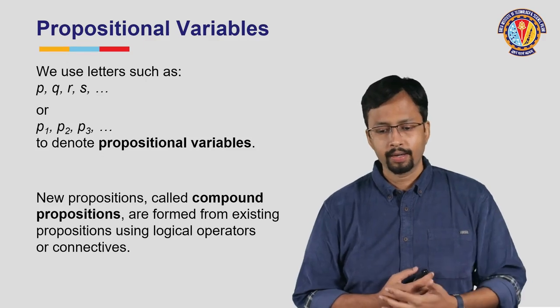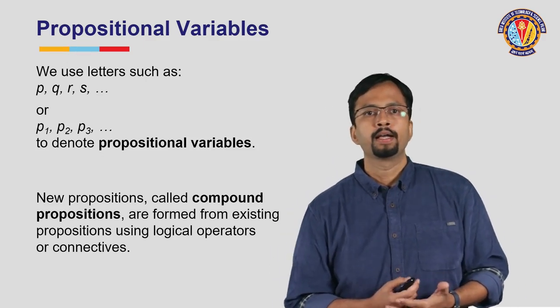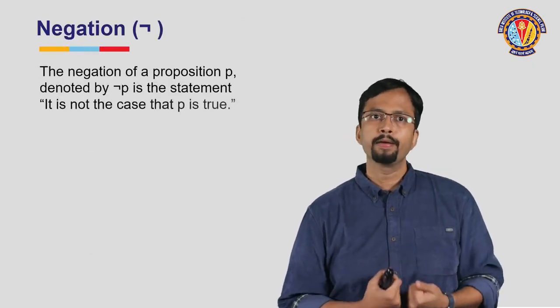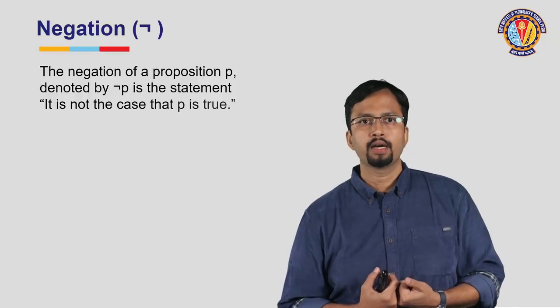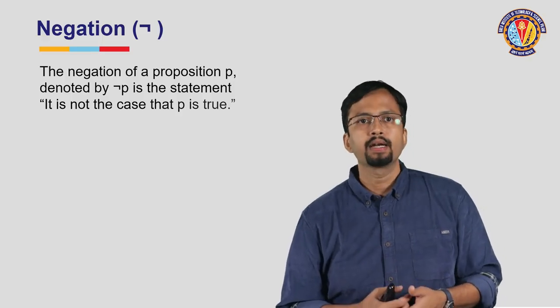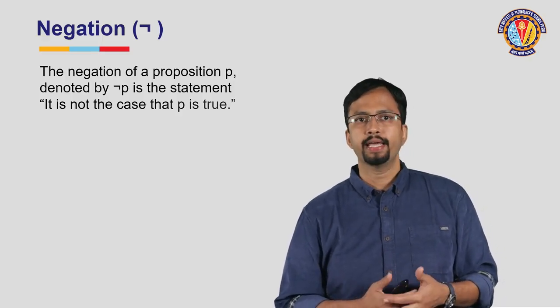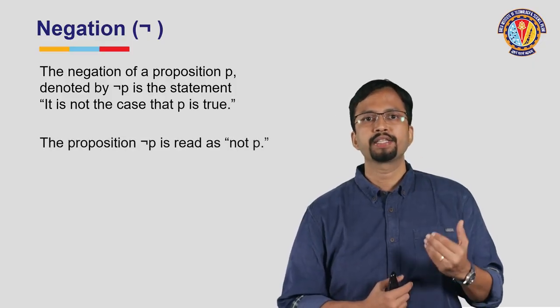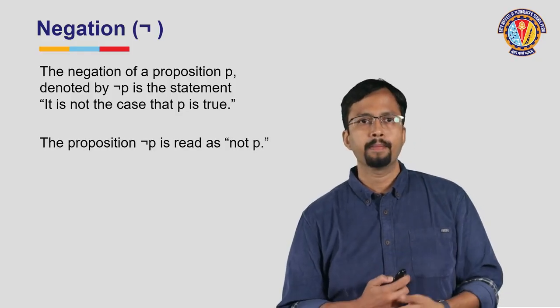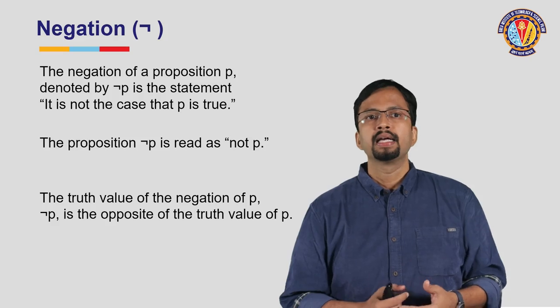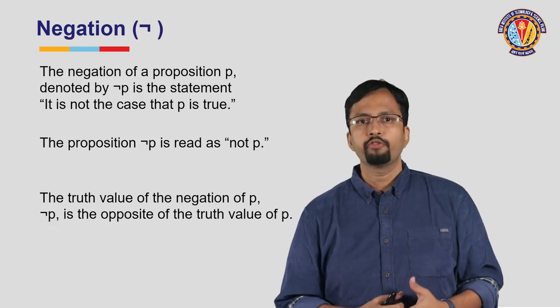So, let's look at the first example of a logical operator or connective, and this is called negation. Right. So, the negation of a proposition P, which is denoted by this symbol that you see, is the statement it is not the case that P is true. And this proposition itself is read as not P or negation of P, and the truth value of the negation of P is the opposite of the truth value of P.